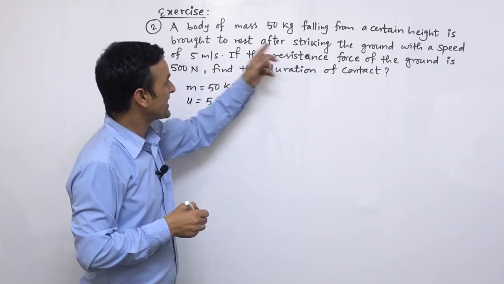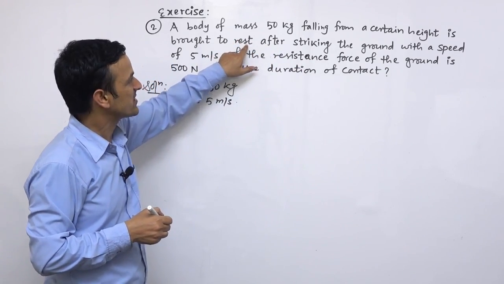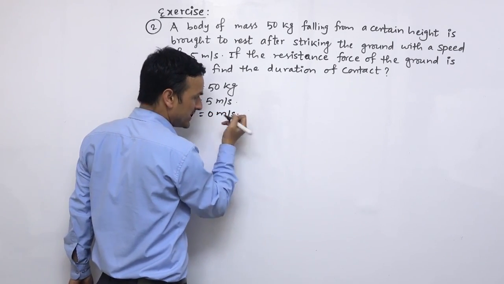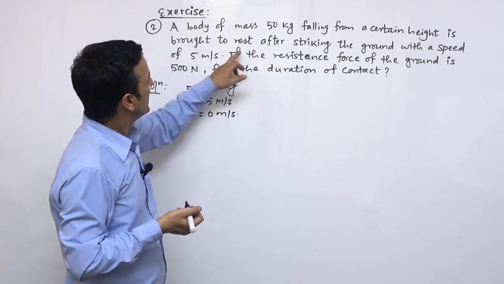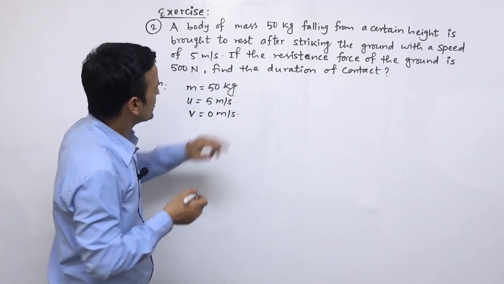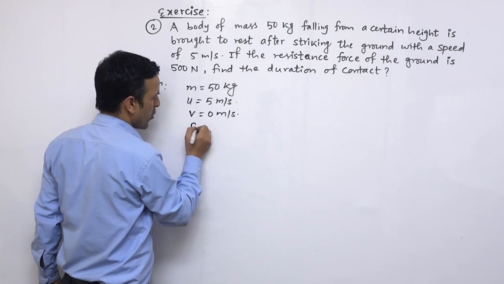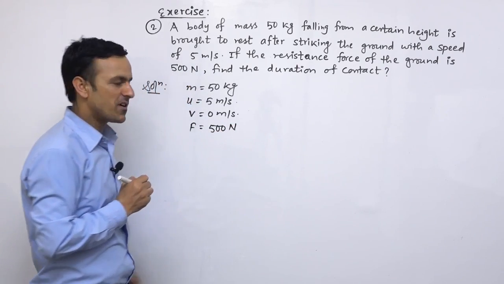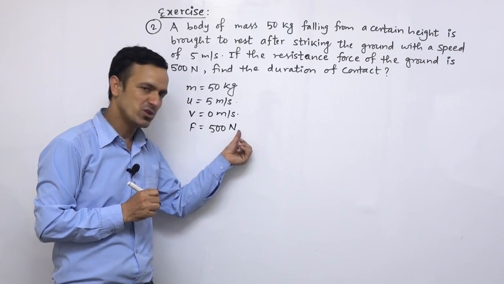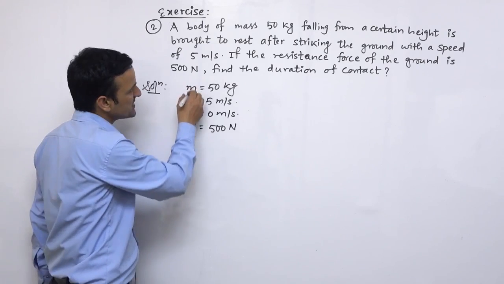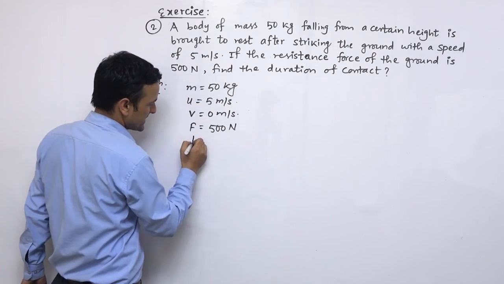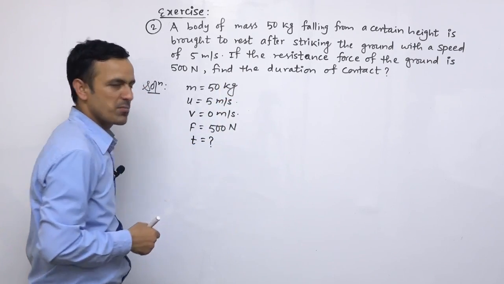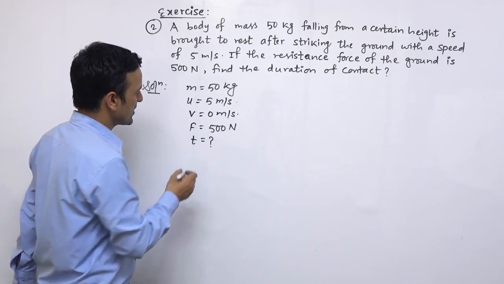And after striking, finally it comes to rest. That's why v is equal to 0 meter per second. It is given that the resistance force is 500 Newton. The unit of force is Newton. So from this, find the duration, which means t is equal to what? With the help of this information, we can use the formula.